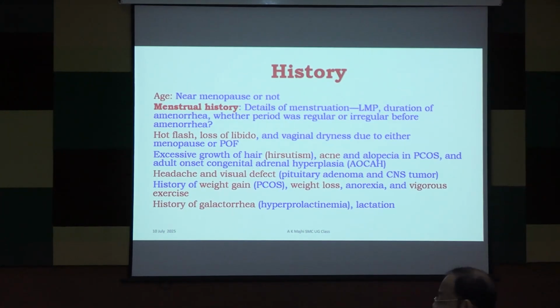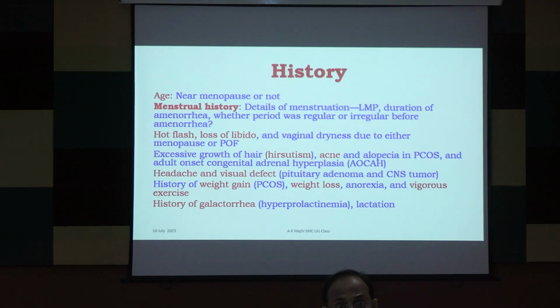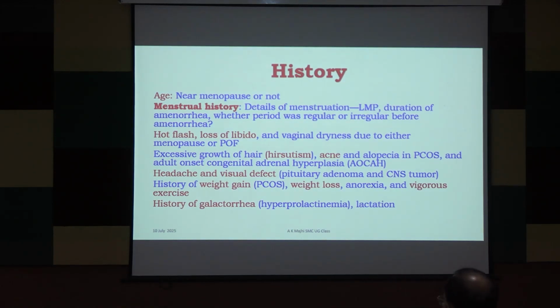Headache and visual defect, because that may be due to a pituitary adenoma, hyperprolactinemia, which may be micro or macro. Headache and visual symptoms: if there is a case of lactation, always ask, do you have headache, do you have severe headache, any difficulty seeing with your eyes? That is the extreme case actually.